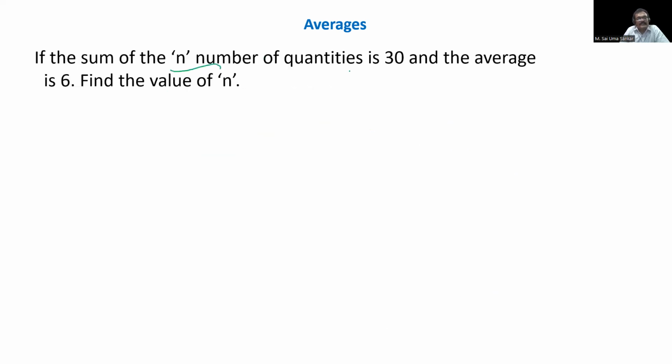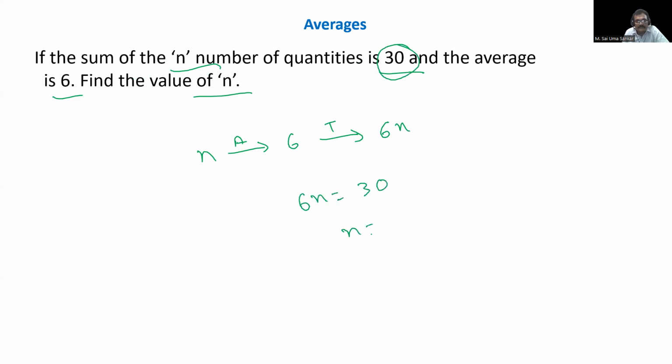If the sum of n numbers, number of quantities is 30 and the average is 6, find the value of n. See, sum of n number of quantities is equal to 30. The average is equal to 6. n numbers, average is equal to 6. What is the total? That is equal to 6n, or not? But according to this condition, what is the 6n? That is equal to 30. What is the value of n? 30 by 6. So that is equal to 5, which is the required answer.